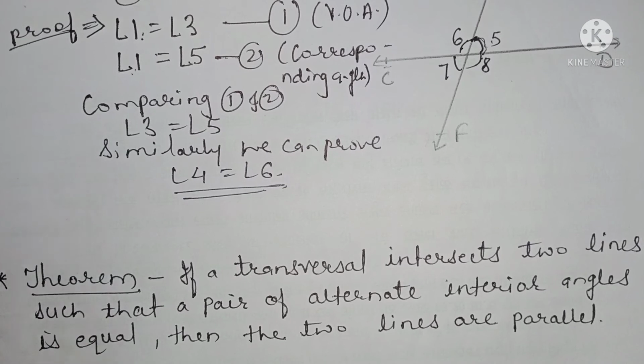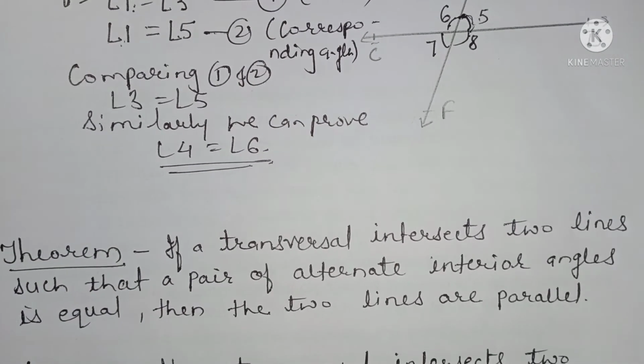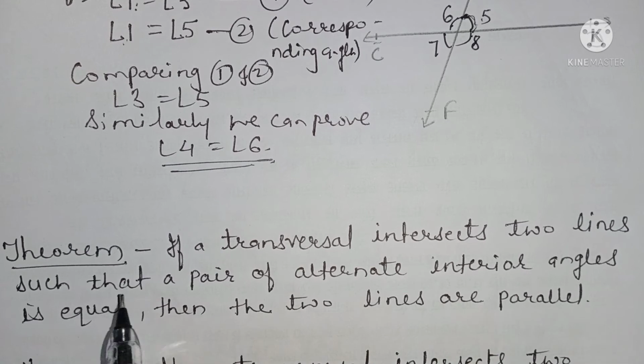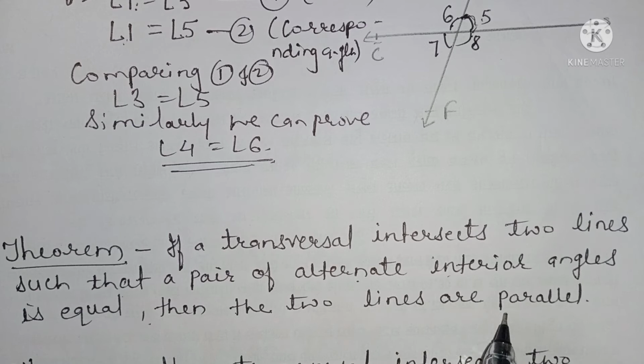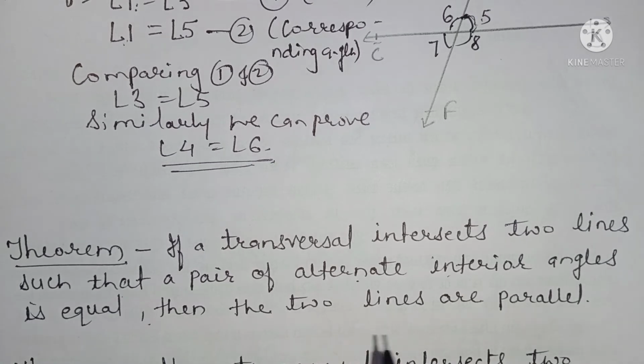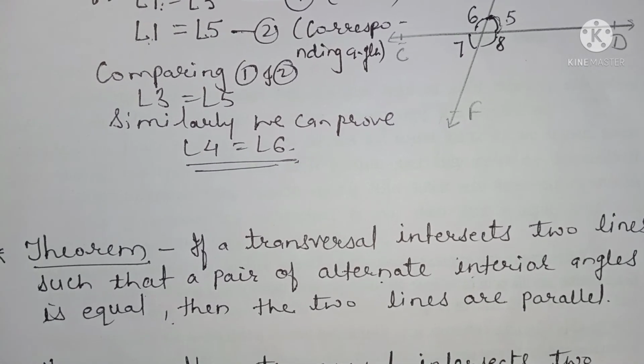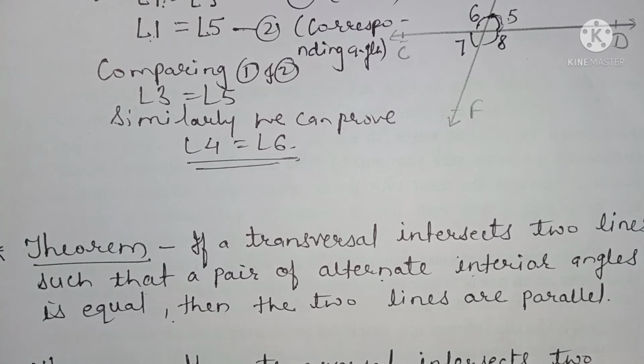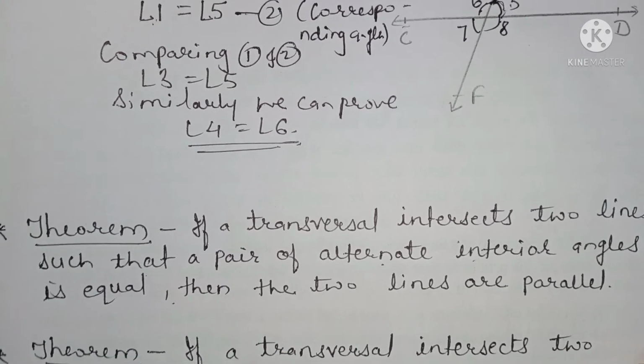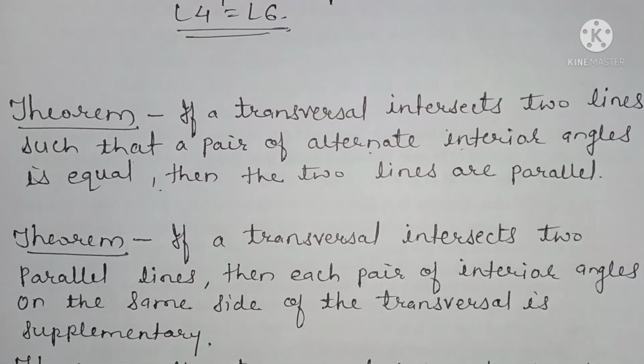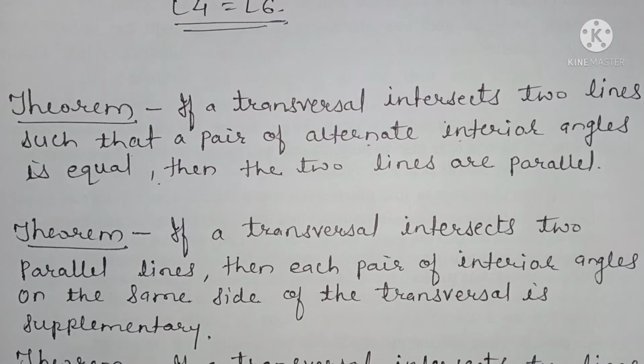Okay, next, see the next theorem, the converse of it. If a transversal intersects two lines such that the pair of alternate interior angles is equal, then the lines are parallel. It is the converse of the alternate interior angles theorem, exactly the converse. Okay. So you can write that if alternate interior angles are equal, if you have proved it or it is given that alternate interior angles are equal, then you can write that the lines have to be parallel.